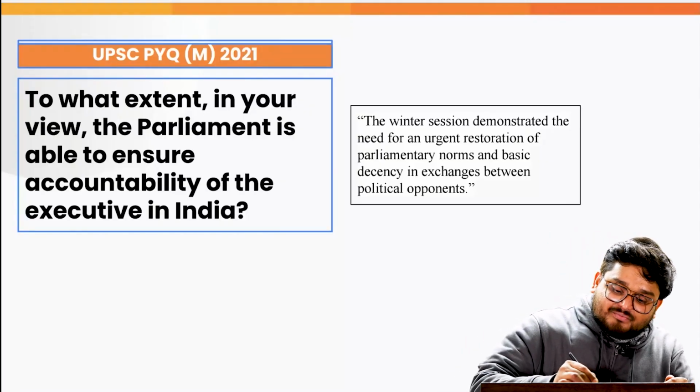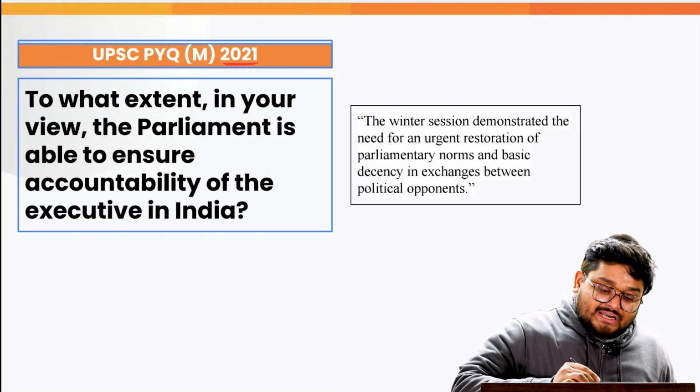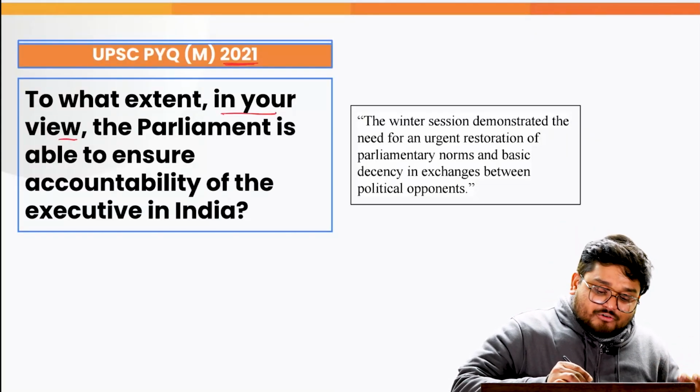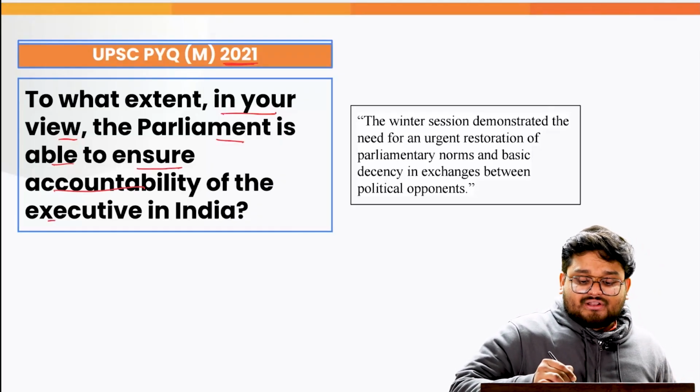In the same respect, we have a 2021 mains question. The question is: in your view, to what extent is the parliament able to ensure accountability of the executive in India?